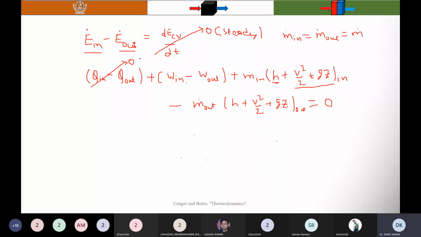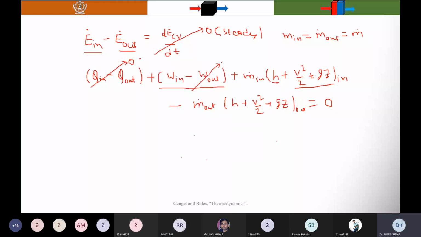Now I ask this question to roll number 3534, Rohit Raj. 3534. Absent. 3534. Rohit. Yes, sir. Can you tell me which terms become zero in this case? Sir, in the compressor, W out will be zero, sir. We will provide work to the system. Yeah, because the compressor is not producing any work.